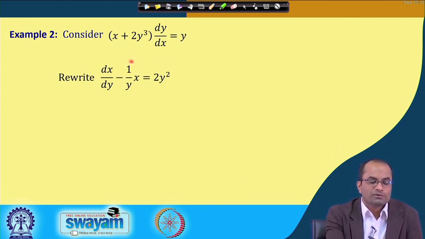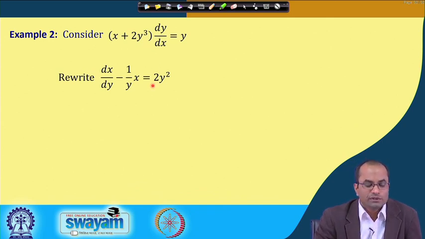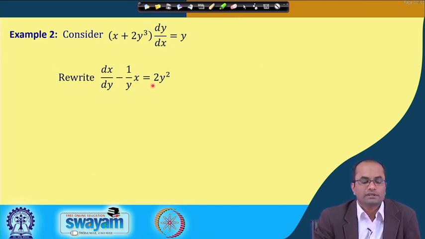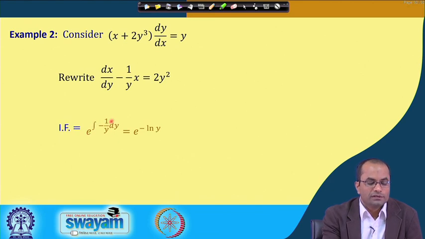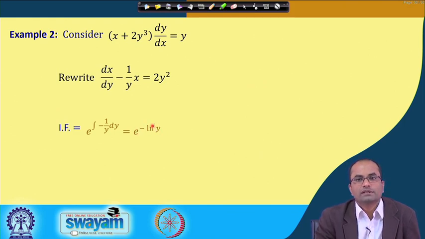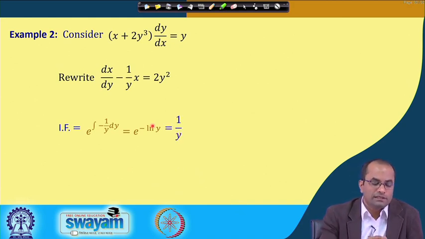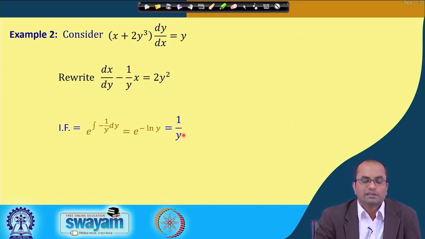So, this corresponds to that p, and this corresponds to q, which are functions of y alone when we have written this linear equation in x. So, we need to compute the integrating factor again using the idea which we developed already. The exponential of the integral of minus 1 over y dy, which is minus ln y, and then the exponential and the logarithm will cancel out, and we will get just 1 over y as the integrating factor.